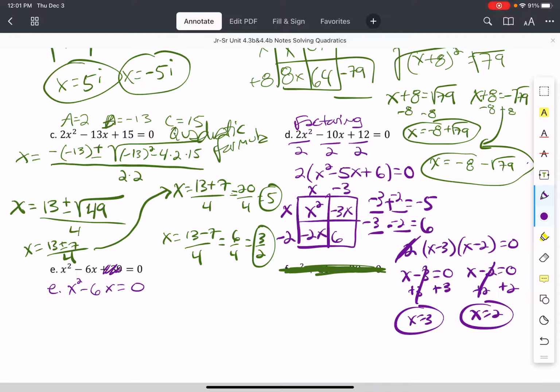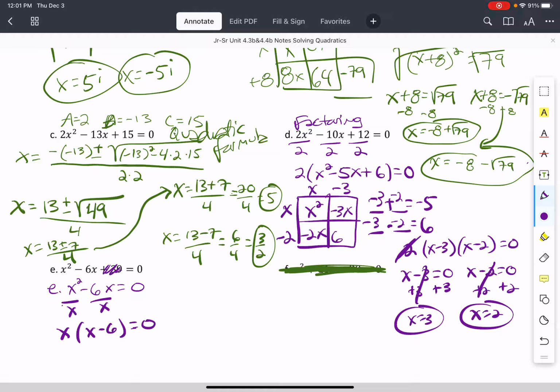Okay, which method should we use in this type? Nope. Factoring. Can't square root because the 6 has an x on it. So it's not the middle term that's missing, it's the last term, the constant that's missing. Okay? So when we factor ones like this, you don't have to use the box. You just factor out the GCF. What is the GCF? X. Good. So x times x minus 6 equals 0. I don't need to do a box because my quadratic is already done.